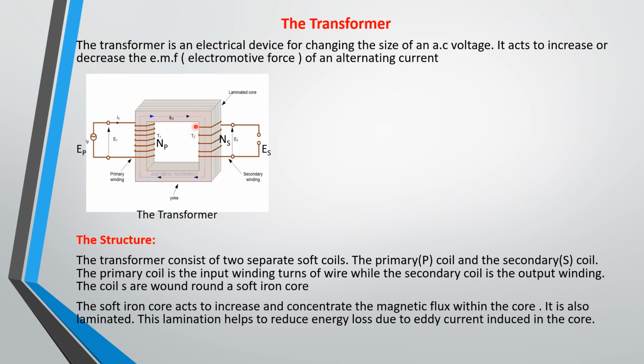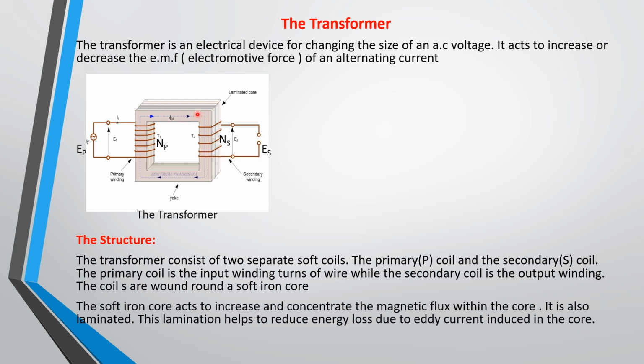Now, this soft iron core is used in most electrical devices so that you can increase the magnetic flux in the equipment. So the soft iron core increases the concentration of magnetic flux within the core. And as I said, it is laminated. Why is it laminated? It is laminated so as to prevent or reduce eddy currents.